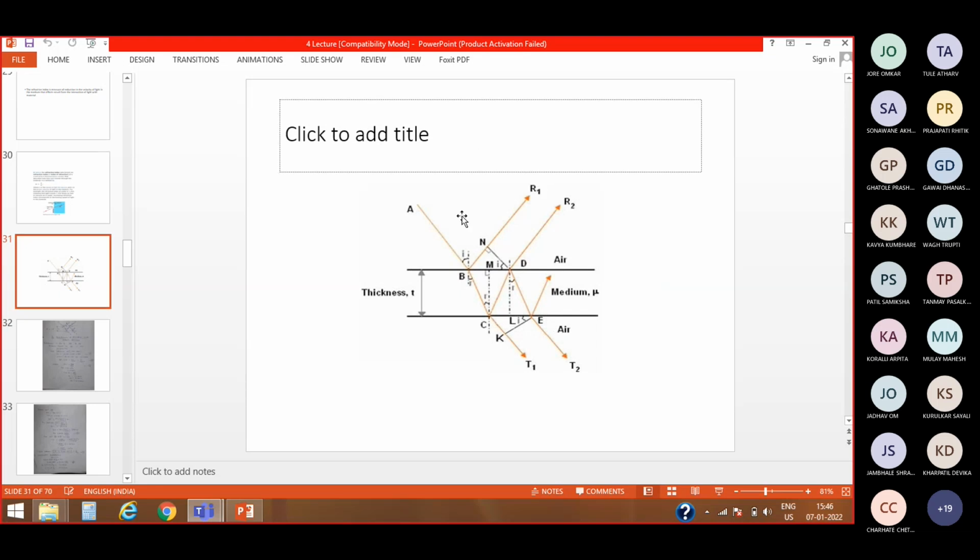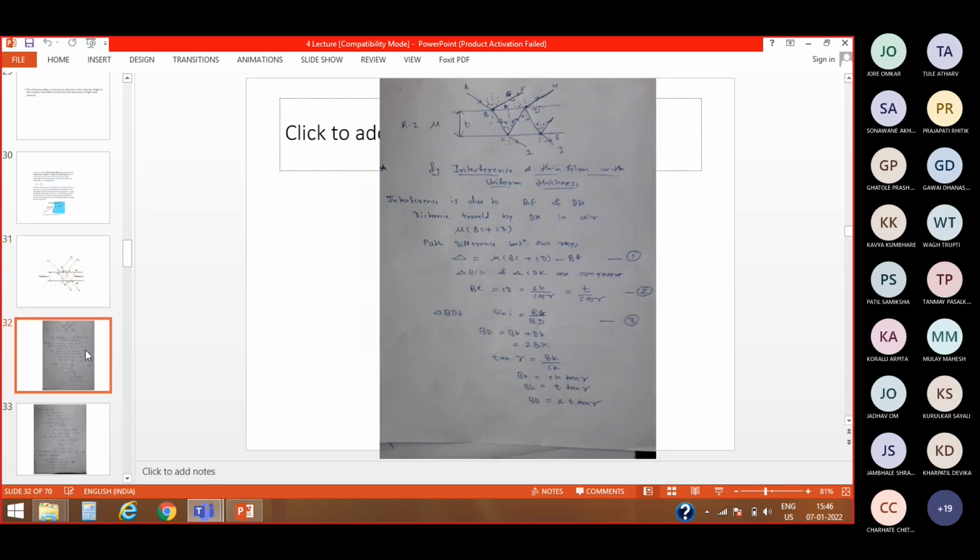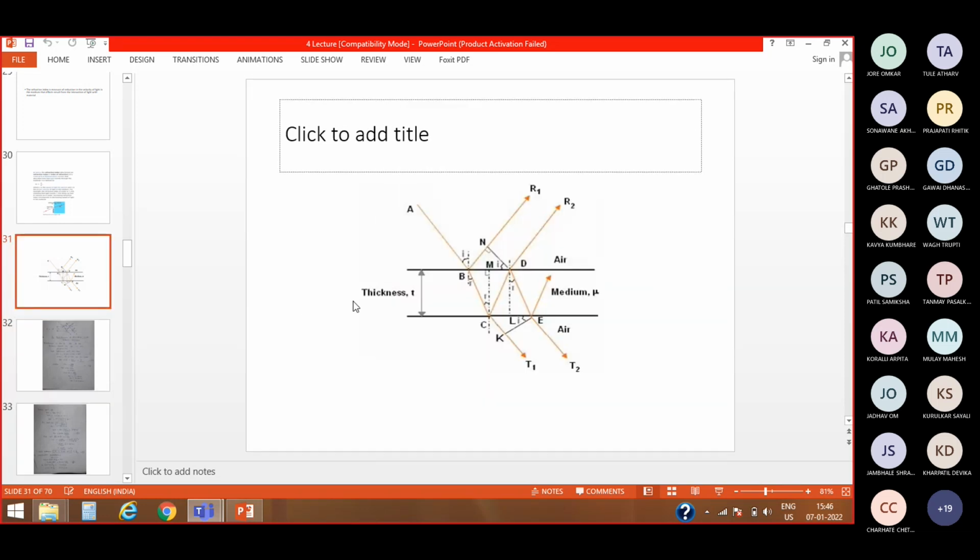So you have to draw this figure every time and derive the expression. Let's consider a ray AB is incident on this thin film. This is the thin film. This line is the upper portion of this thin film, and this line shows the lower portion of the thin film. So when light is incident, it is coming from rarer medium to denser medium. What happens? The velocity of light is changing. Here transmission of ray happens.